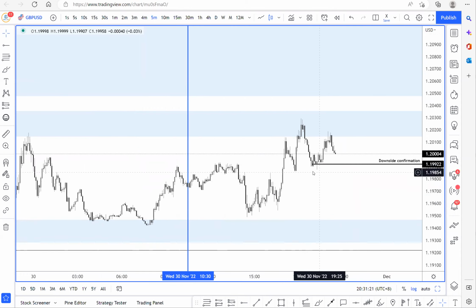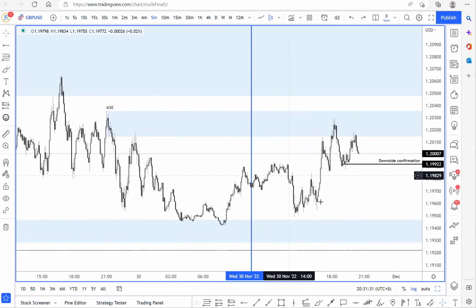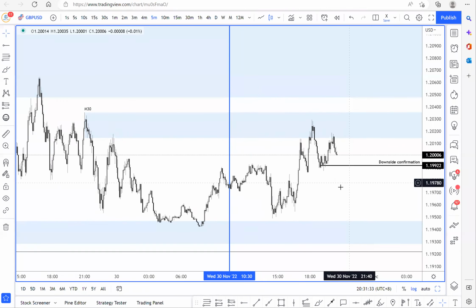You can see this level, right? So until the break of this low itself, you can see that prices are still holding above this area. So once price breaks this low, what this suggests is change in structure. Okay, so this is one area to watch, right?